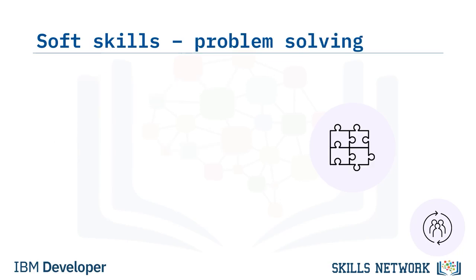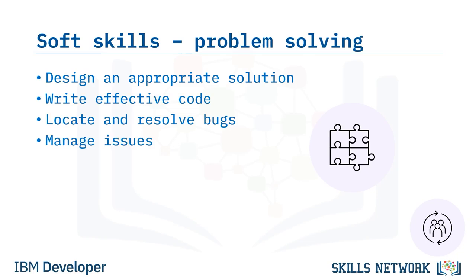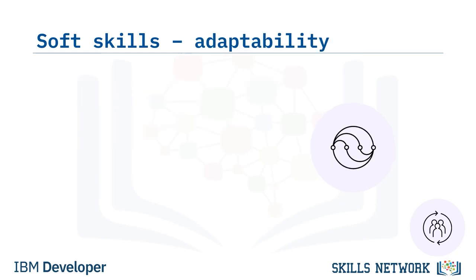Software engineers need great problem-solving skills to succeed. You need them in the design phase to work out how to create an appropriate software solution, in the development phase to work out the code required to perform the task required, in the testing and debugging phase to locate and resolve any bugs, and throughout the lifecycle of the software to manage any issues that may arise. And when those issues do arise, you need to be adaptable to meet the changing needs of the project.